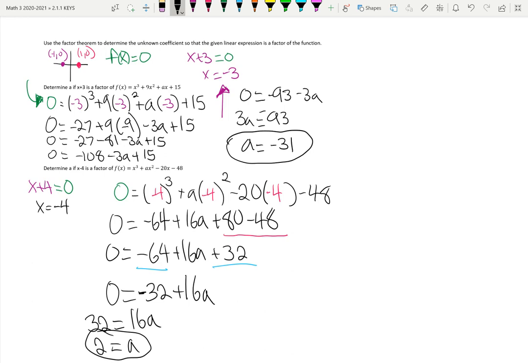So this is how you use the factor theorem to find the unknown coefficient. Essentially, we need to set it up so that we replace both the x and the y, because you need one variable to be able to solve this equation.